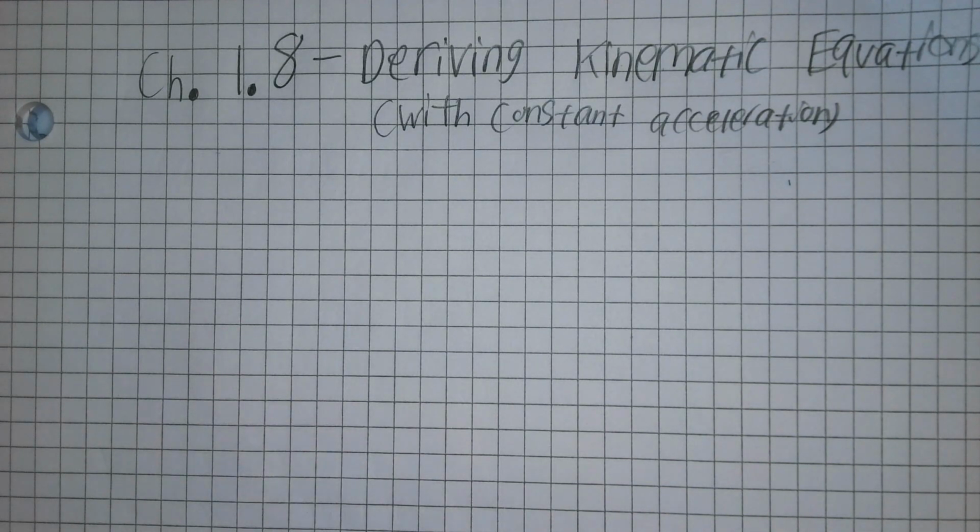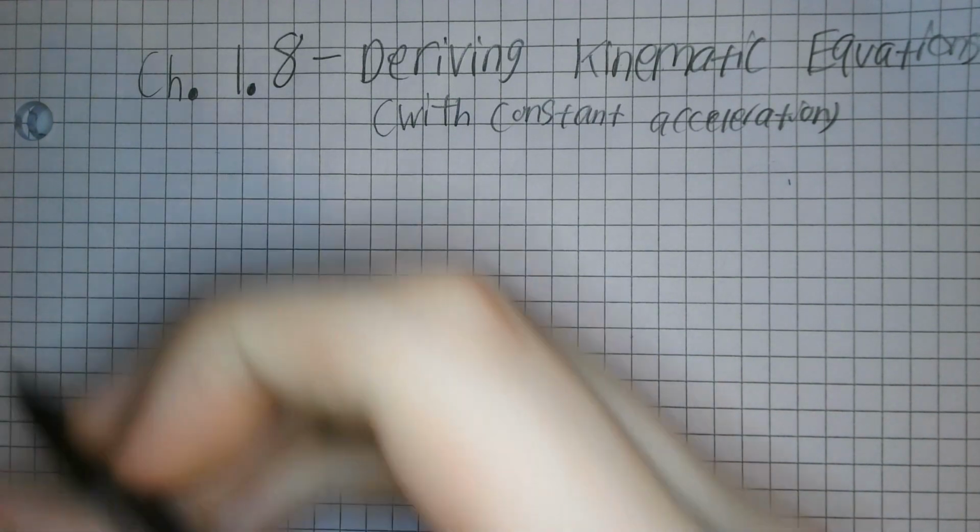Alright, welcome to my next video on classical mechanics, and this one's going to be about deriving kinematic equations. I'm going to do this with constant acceleration, but I'm going to challenge you at the end to do it without constant acceleration, and I think you'll see that the same process will still work. So first, before I do this, I want to introduce the concept of the integral.